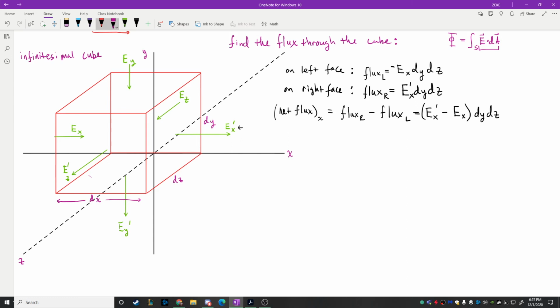So the next thing to understand is that we can rewrite Ex prime in another way. The idea here is that the electric field is a function of x, y, and z. And if I want to find the value of Ex prime, I just need to know the rate at which the electric field is changing in the x direction. So Ex prime is just equal to the value of Ex on the left-hand side plus the rate at which the electric field is changing in the x direction multiplied by the distance that we are away.